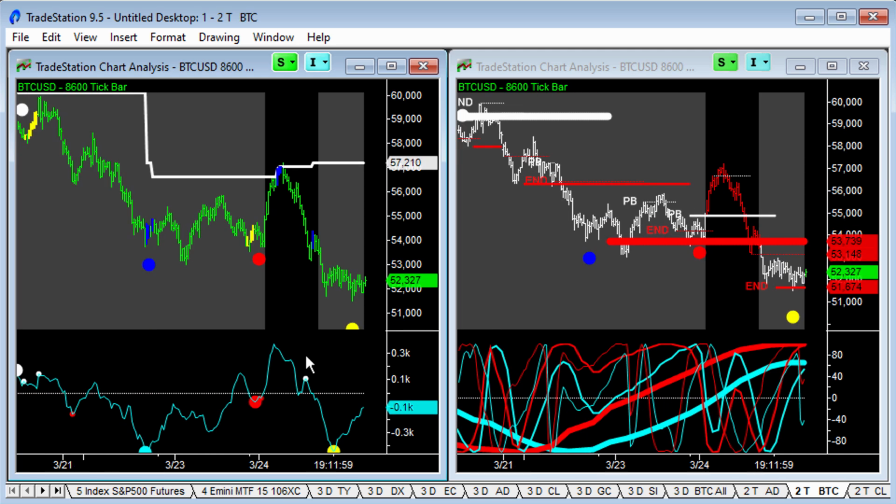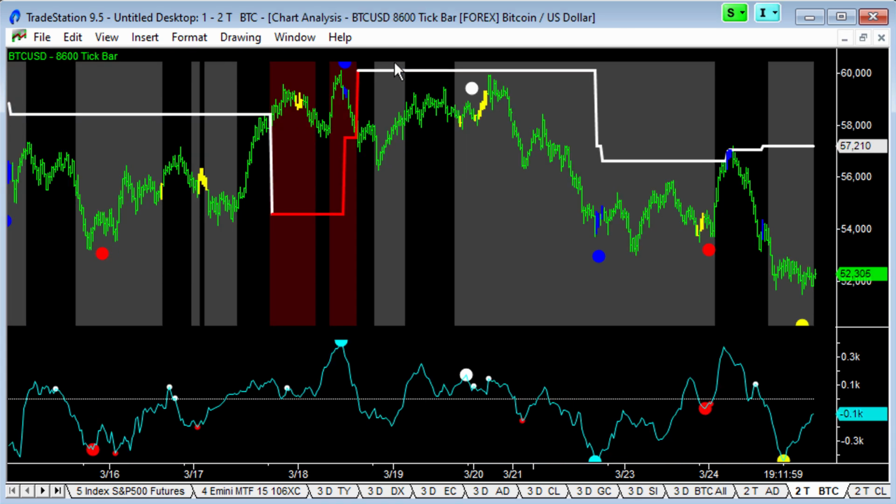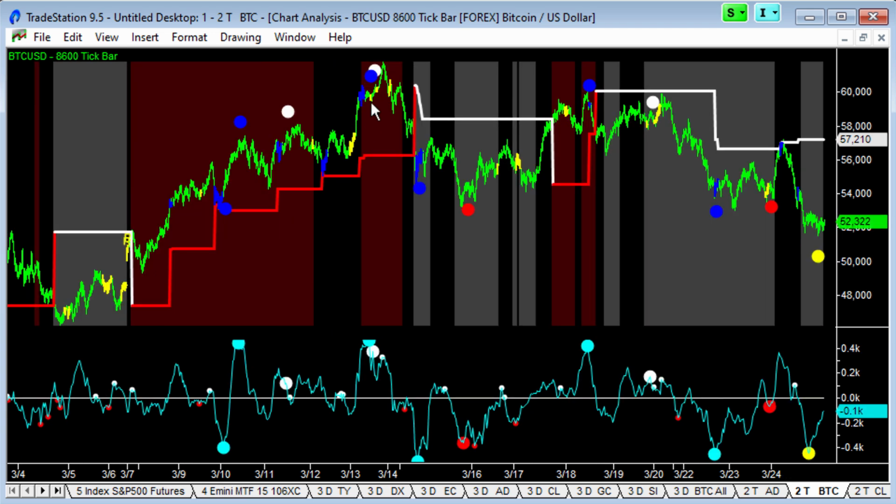Bitcoin. So is it time to get back into Bitcoin? I do not think so. The high up here at 61,000, when it was made, we got an exhaustion pattern here, amateur bars on the way up, very few blue professional bars up here.